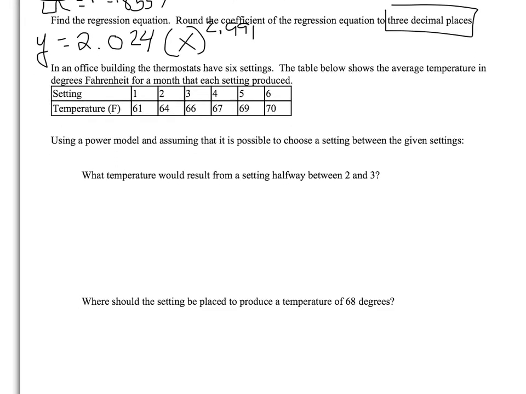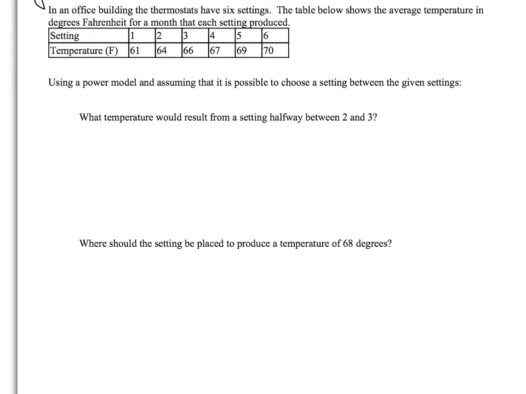Moving on. In an office building, the thermostats have 6 settings. The table below shows the temperature Fahrenheit for each month produced. Use a power model. So this one tells us what to do. So hit Stat and Edit, clear out your lists, and type your new lists in. If you need to, at this point, pause the video so you can finish typing in, but I am going to move on. You're going to hit Stat, you're going to arrow over to Calc, and you're going to choose the power regression, which is letter A again.